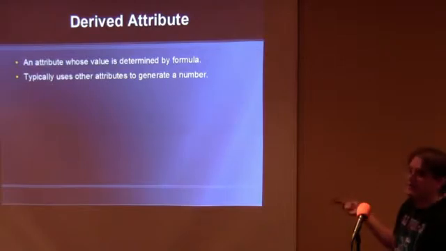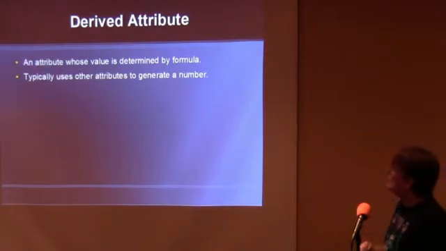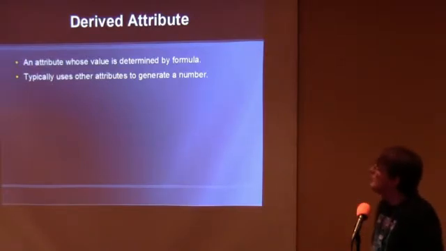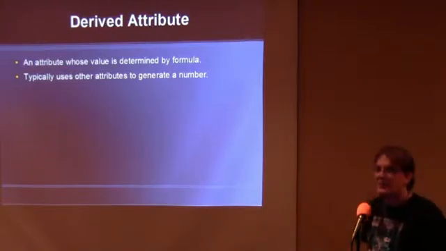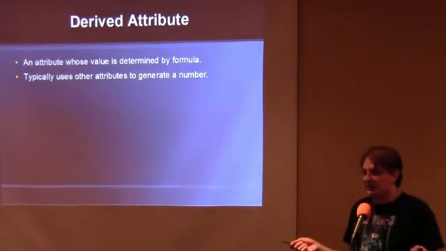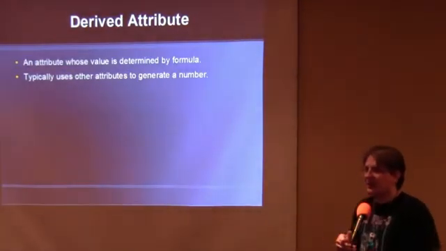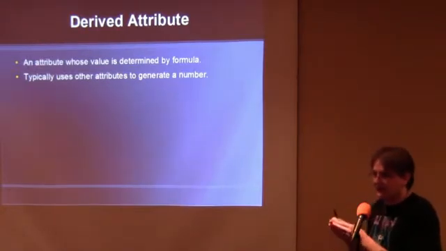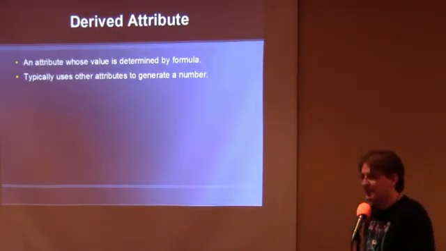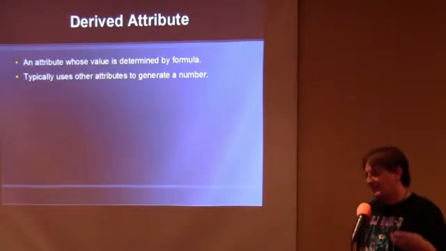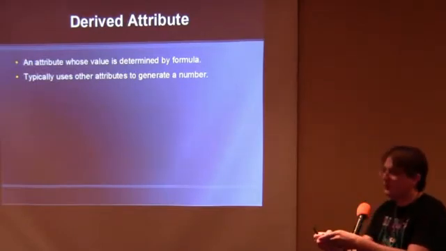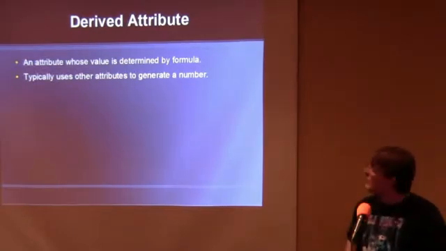Just on a side note, derived attributes, which we talked about earlier. They're determined by a formula and typically use other attributes to generate a number. Take two gauges and either by table lookup or completely combining them, like adding them together or something like that, you come up to another value. But you do that by comparing the two gauges. Alright.